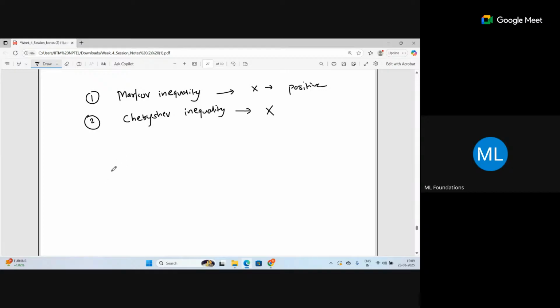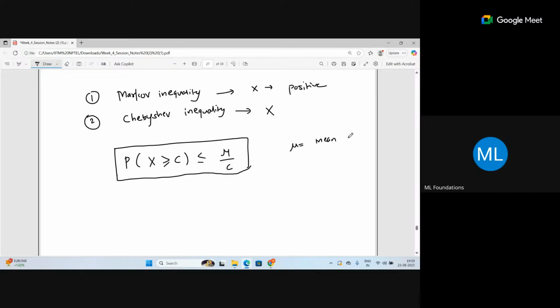What does Markov inequality say? It says the probability that x is greater than some constant c is less than or equal to mu by c. It depends on only one parameter here, which is the mean. So mu here is the mean of a random variable, and c is some constant. This is your Markov inequality.